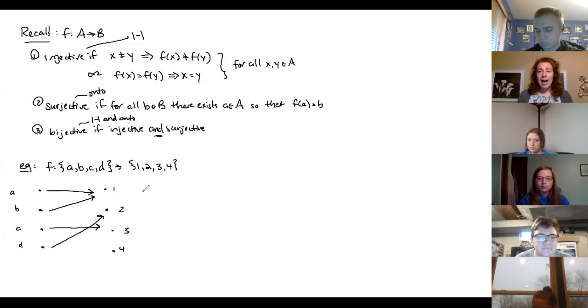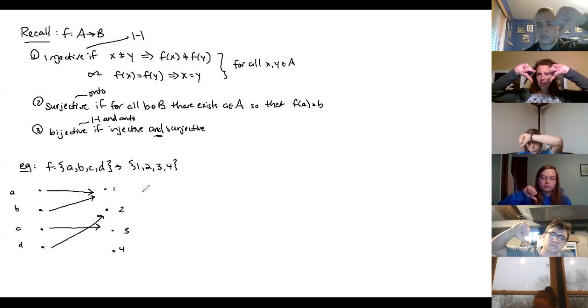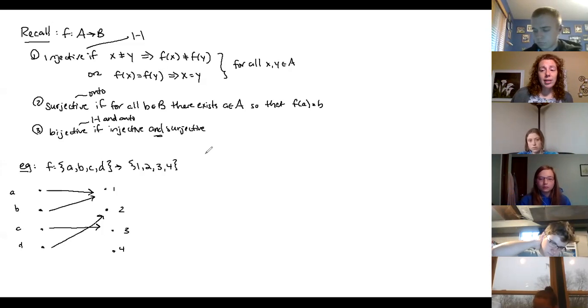Surjective or not? Give me a thumbs up or a thumbs down for surjective. Yes or no for this one. Thumbs up or thumbs down. What do we got? People are giving me thumbs down who are finished copying. Yes. So this one is not surjective.